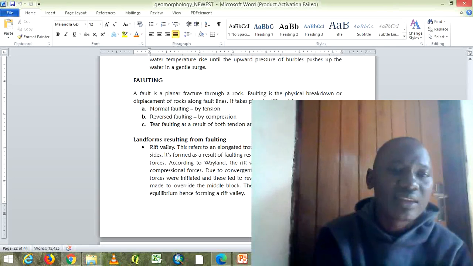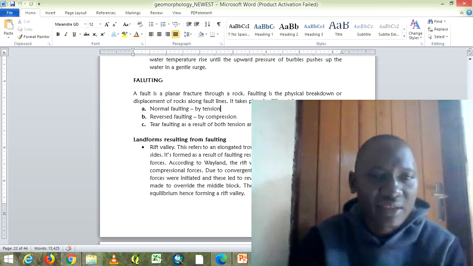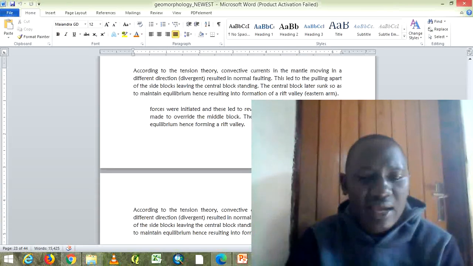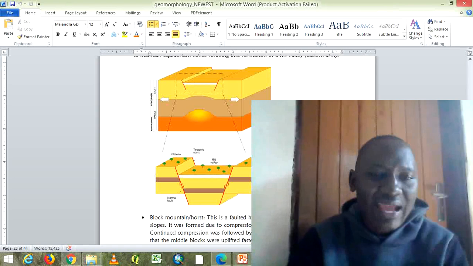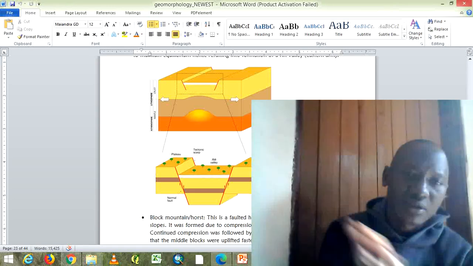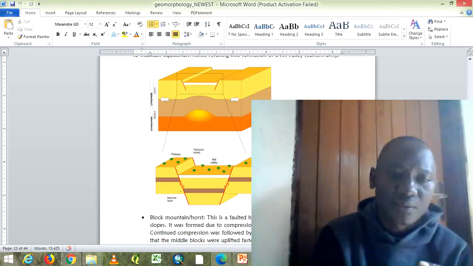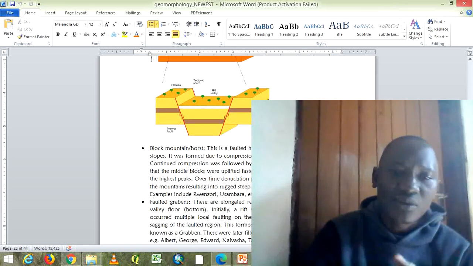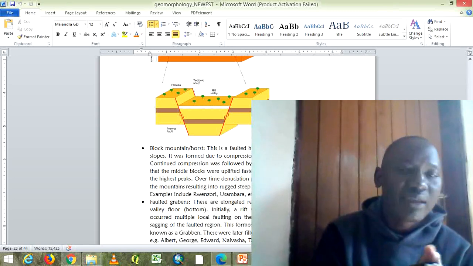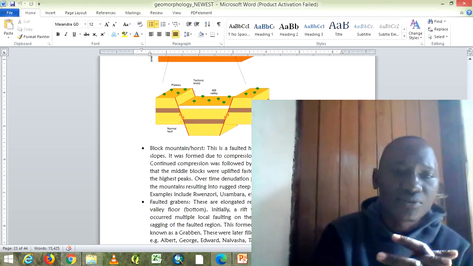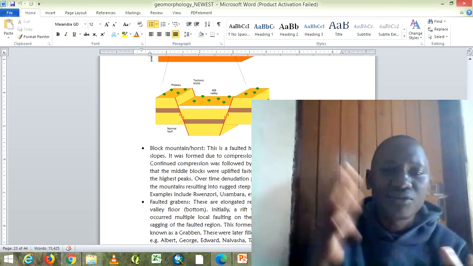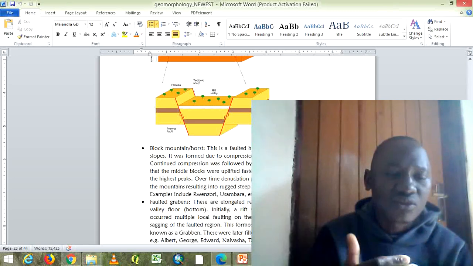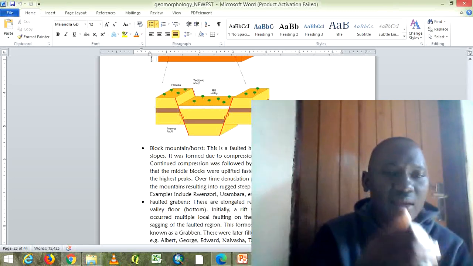And we have the eastern arm of the Rift Valley here, which runs through Kenya, attributed to tension forces. We have the western arm, attributed to compression forces. But there are other processes which would explain this, which we shall discuss during the interactive session. Then we have the block mountain, or horst, which is referred to as a faulted highland, bordered by a series of steep slopes, formed due to compression forces, or differential uplift, or relative sinking and rising.